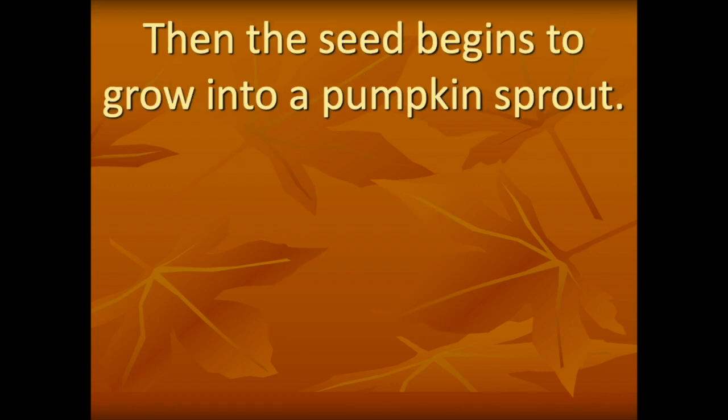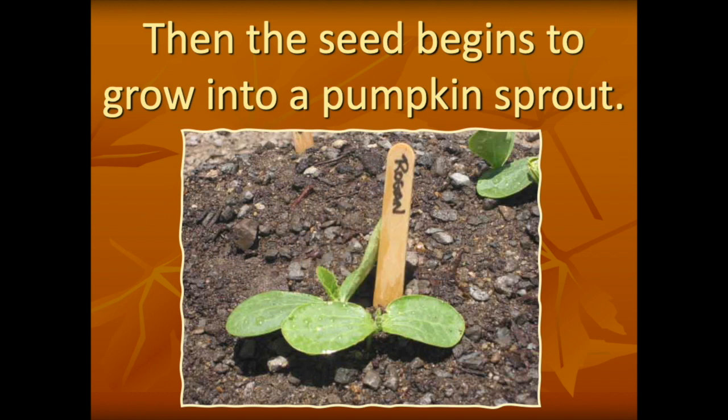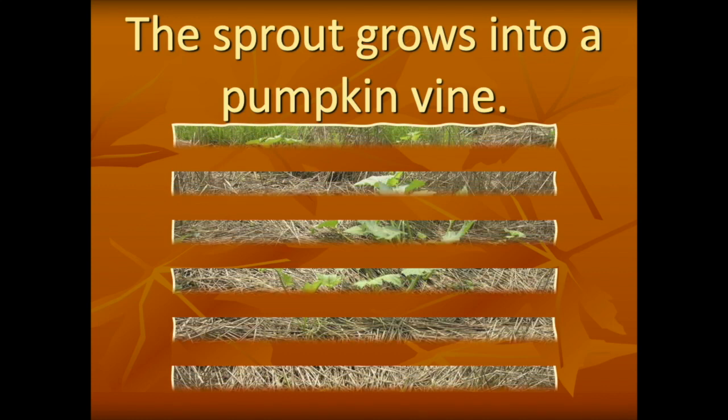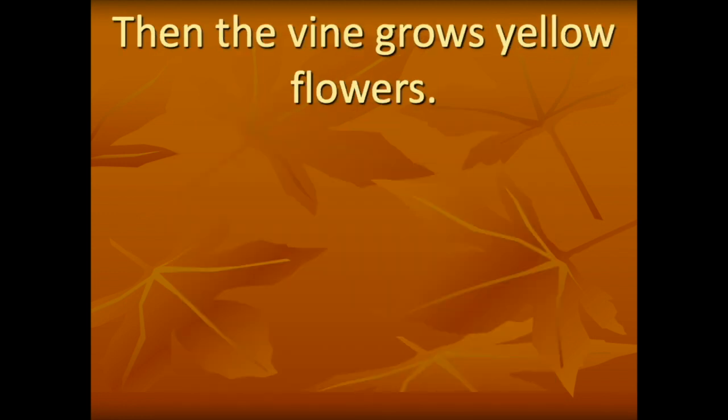Then the seed begins to grow into a pumpkin sprout. Again, this goes with most plants. The sprout grows into a pumpkin vine. Now this stage of the life cycle is unique to plants that have vines only. Not all plants have vines. Then the vine grows yellow flowers.